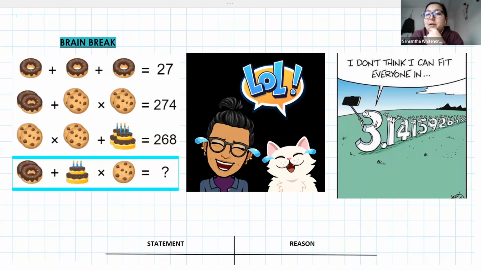Okay, so guys, remember brain break, it's like solving an equation. It's like what we have been doing the whole of our equation section, the whole of Monday's lesson, solving an equation. So I need to know what the donut is worth, what the cookie is worth, and what the cake is worth in order to figure out what that final value is.